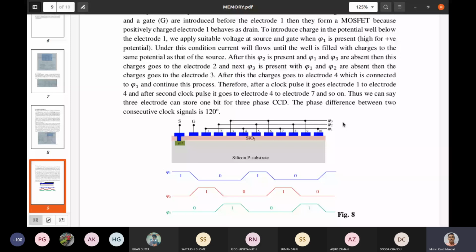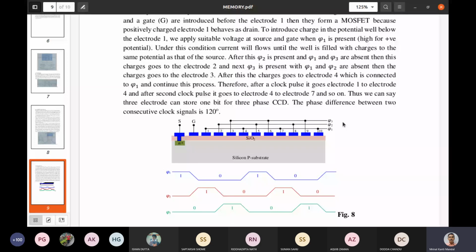And in this way, charge will be shifted from one electrode to another electrode, and these three electrodes can store the bit 1, right? These three electrodes can be considered to store a bit 1 or bit 0. That means the number of electrodes per bit is 3. Three electrodes are responsible for storing a particular bit, either 0 or 1.